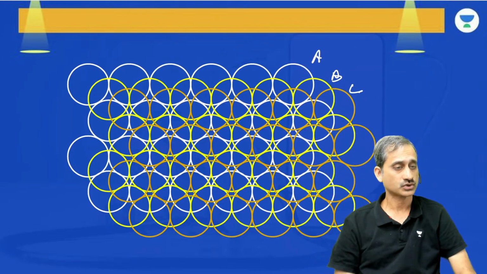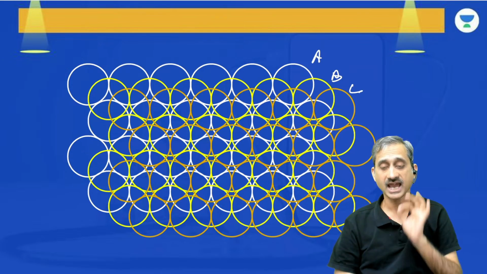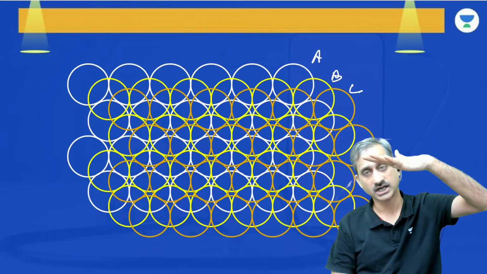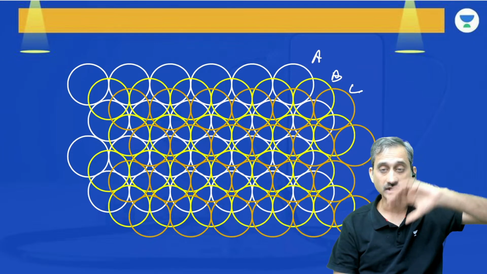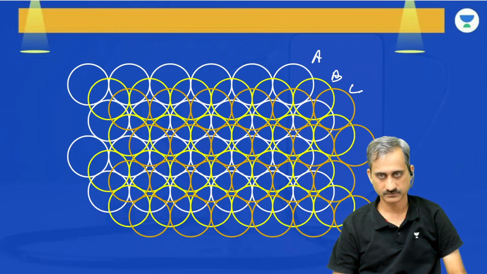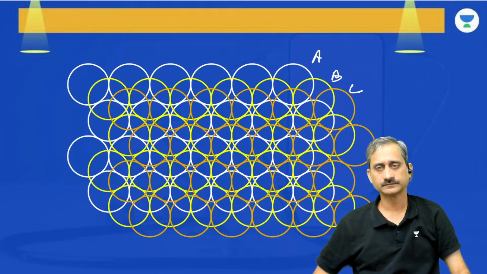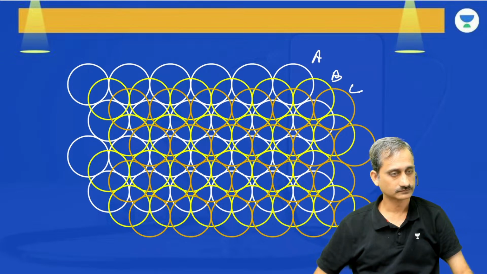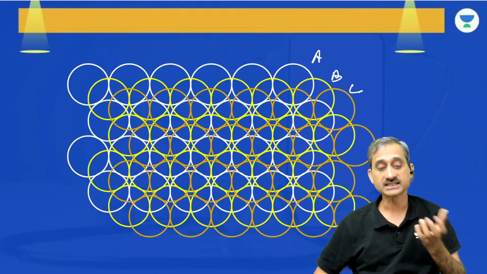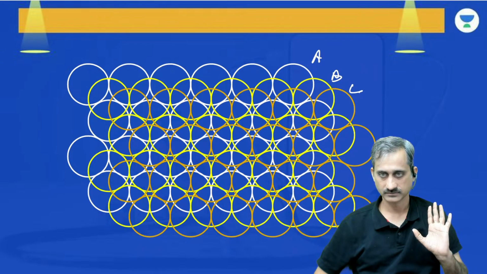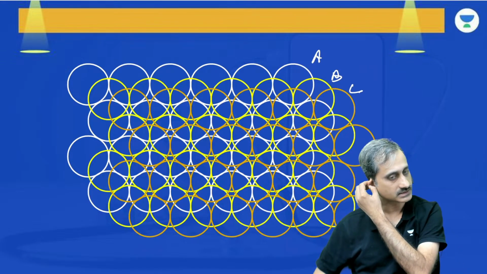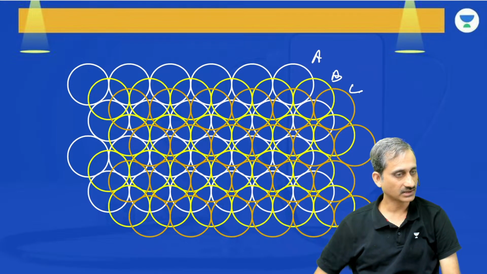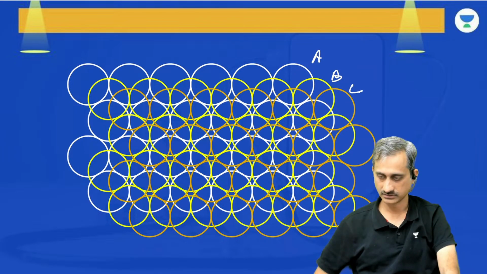Is it clear? So there are two ways of arranging hexagonal layers over each other. Either AB arrangement or ABC arrangement. Am I clear with that? I know this is confusing. That is why I'm doing it so slowly. So there is either AB arrangement or ABC arrangement. Is this clear? Tirthraj, what happened? Why are you so confused?